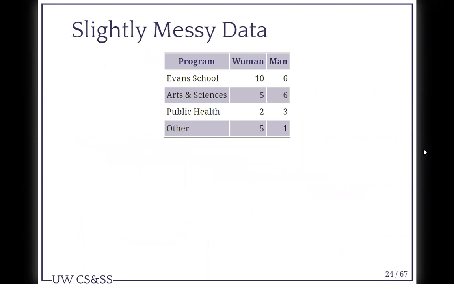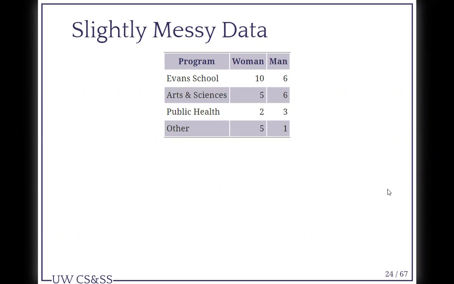So let's get to talking about what it means to have tidy data. Here we have some slightly messy data that was collected back when Rebecca Farrell taught this class many years ago. So here we have data that looks great if you're a human person reading to understand what the information is telling you, right? We have a program, the Evans School. There are 10 women and 6 men. Arts and sciences, 5 women, 6 men, and so on.